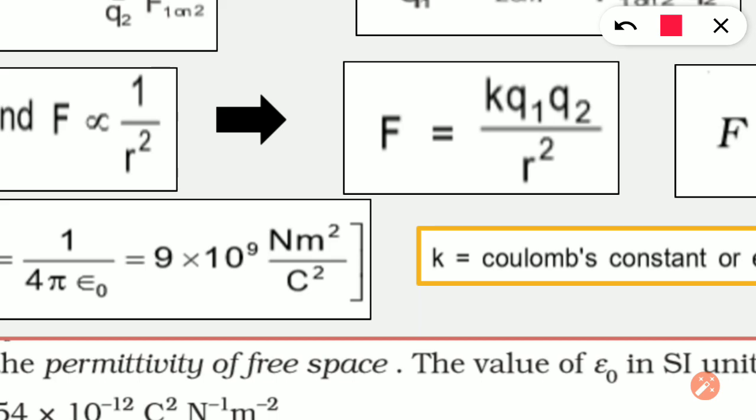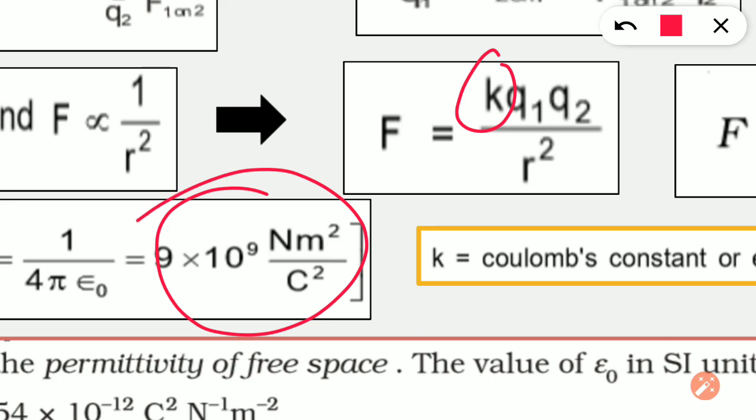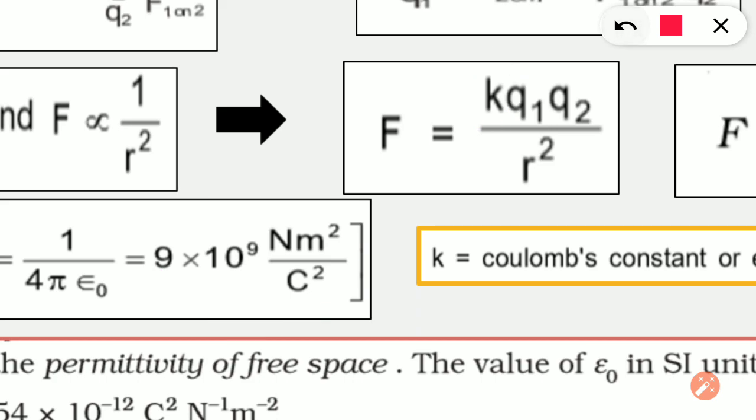Okay, this also gives you one question. What will happen if the medium is other than air or vacuum? This part we will discuss with the topic permittivity of a medium, in the next part, part 5. Till then, we just assume that charges are kept in air or vacuum, and we have to take this K as 9 into 10 to the power 9 Newton meter square per Coulomb square.